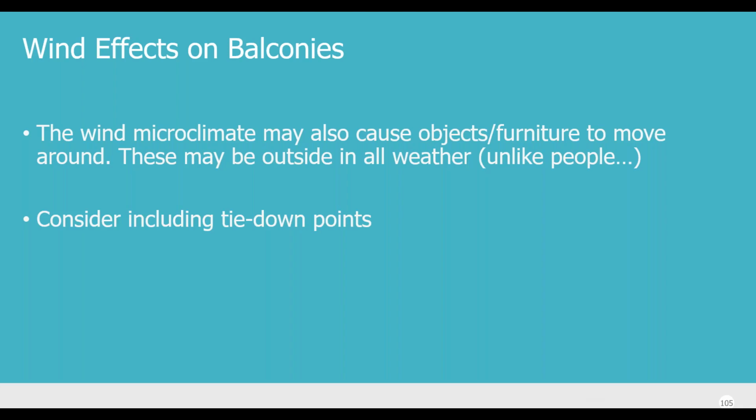Just a final note from me with regard to wind. Clearly, if the wind speed is such that it could make people uncomfortable on this balcony, then it may also cause objects or furniture to move around in high winds. The difference between that and the human occupants is that these objects or furniture may well be outside there in all weather. A simple solution, and one to consider, is including tie-down points such that occupants could secure their own objects on the balcony.